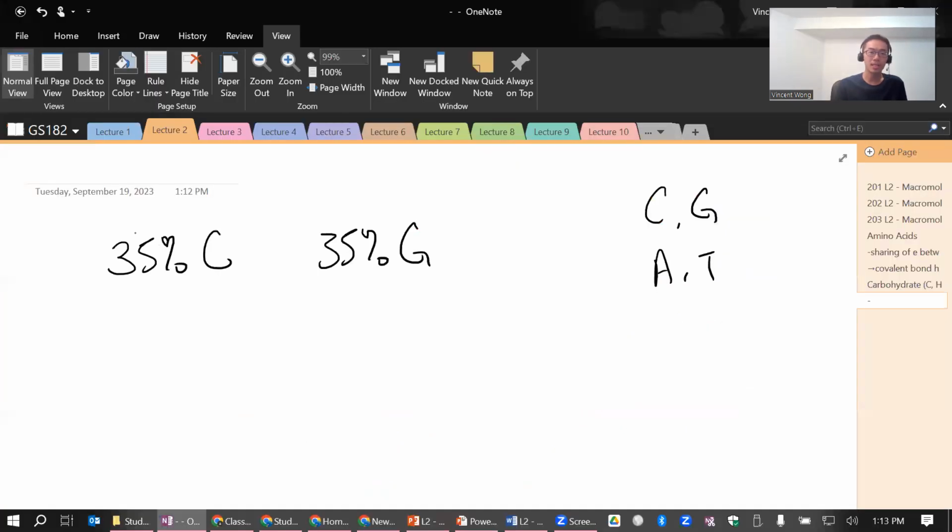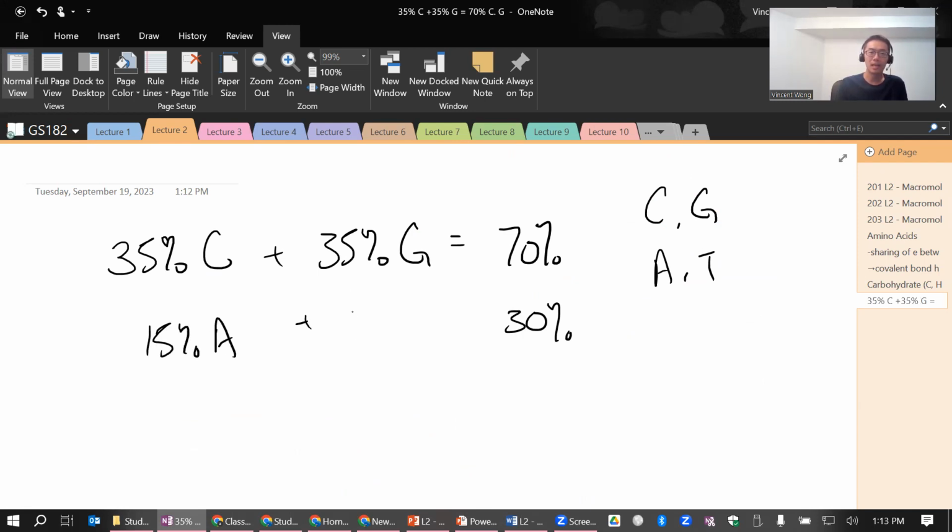Okay. So C's and G's like this add up to 70%, which means you have 30% remaining. Divide that into 2, we have 15% A and 15% T.